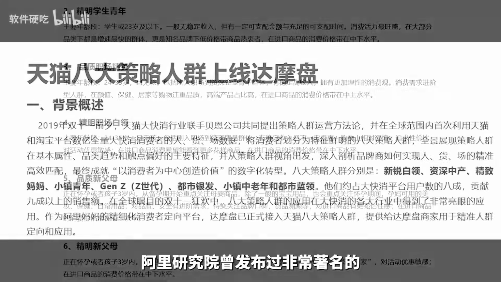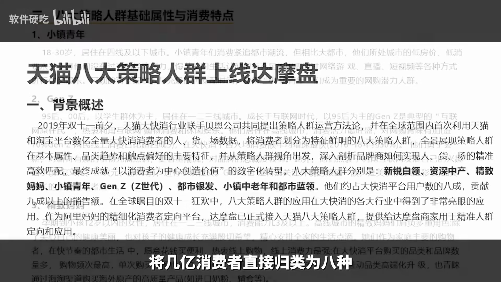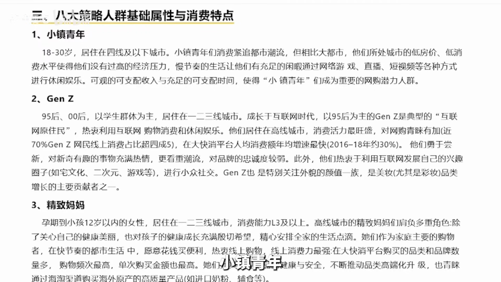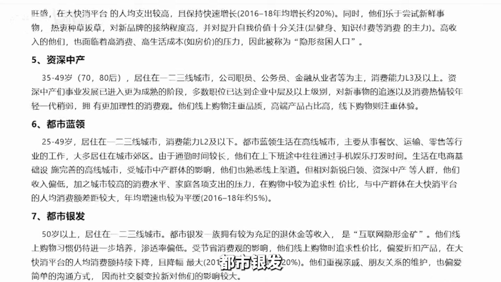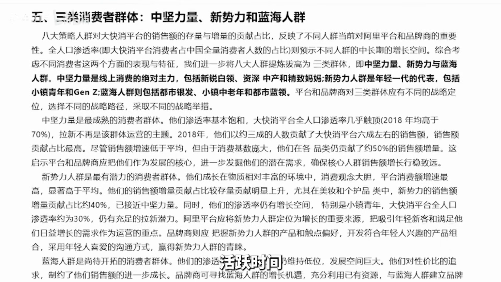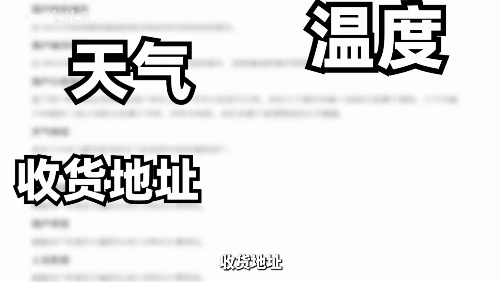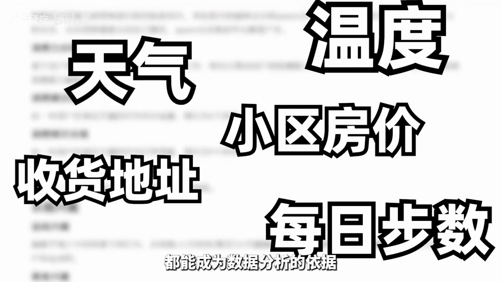Alibaba Research Institute once published the renowned 8 Consumer Groups white paper, categorizing hundreds of millions of consumers into 8 types: small-town youth, Generation Z, sophisticated mothers, urban seniors, small-town seniors. Behind each category lies a complex formula for purchasing power, active hours, and preferred goods. Even seemingly unrelated info like weather, delivery address, home prices, and daily steps can all become fodder for data analysis.